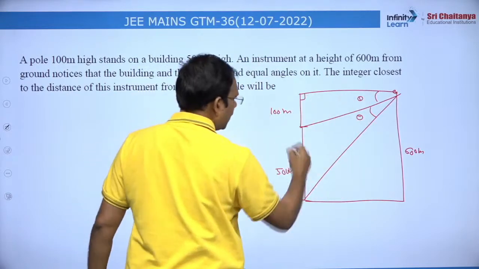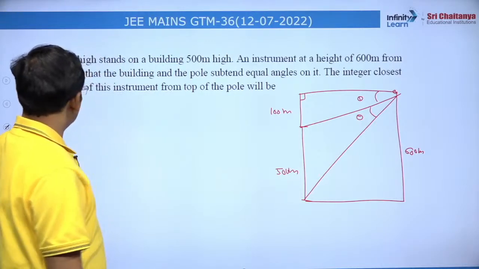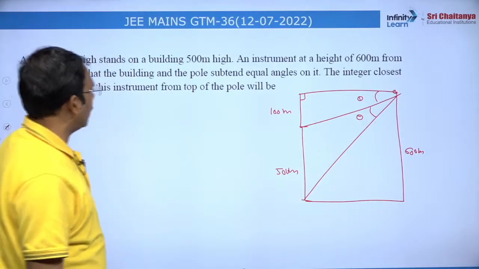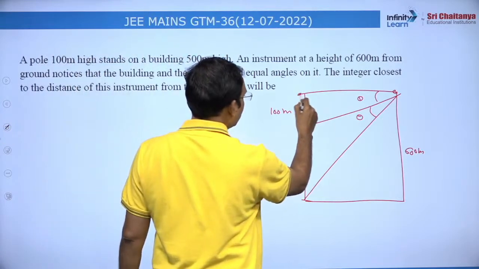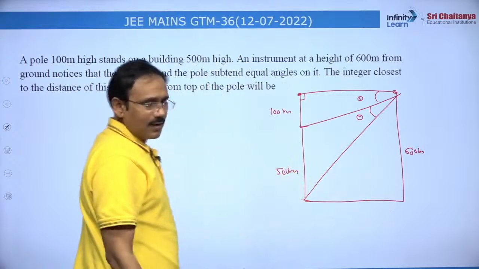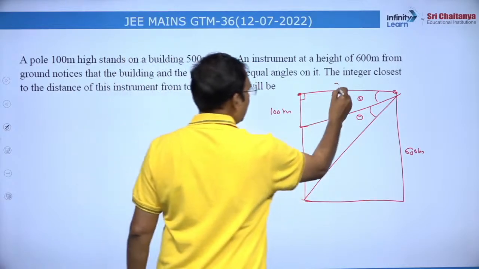That is the point, my dear friend, both are 600. Now, the integer closest to the distance of this instrument from the top of the pole. The top of the pole is going to be this distance you need to find, by symmetry that is nothing but this distance. So, my dear friends, let it be x.